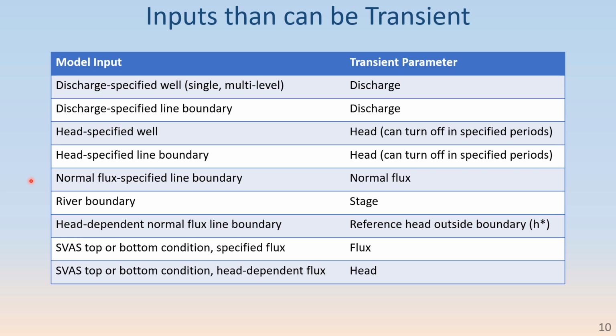You can modify the normal flux in a normal flux specified line boundary. You can modify the stage in a river boundary. You can change the reference head outside of a head-dependent normal flux line boundary, which is always an external line boundary. For your top and bottom conditions, you can change the flux if it's a specified flux, and you can change the head for a head-dependent flux.